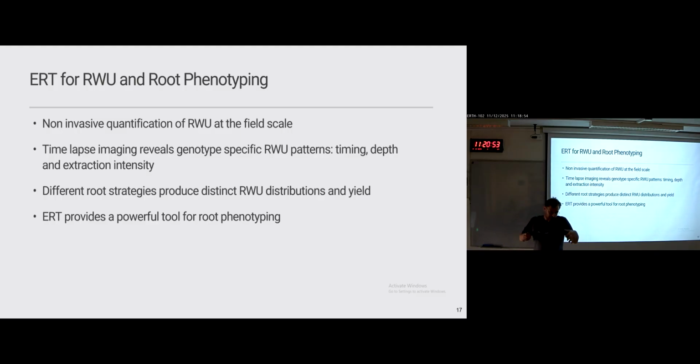And ultimately, the idea is to use resistivity as a tool for root phenotyping, because most of the breeding programs to make our crop better, more resilient, produce better yield and so on, are based on the above ground part of the plant. And the below ground is almost not considered in those breeding programs. And we think that this tool can be useful to start thinking about root phenotyping at the field scale.